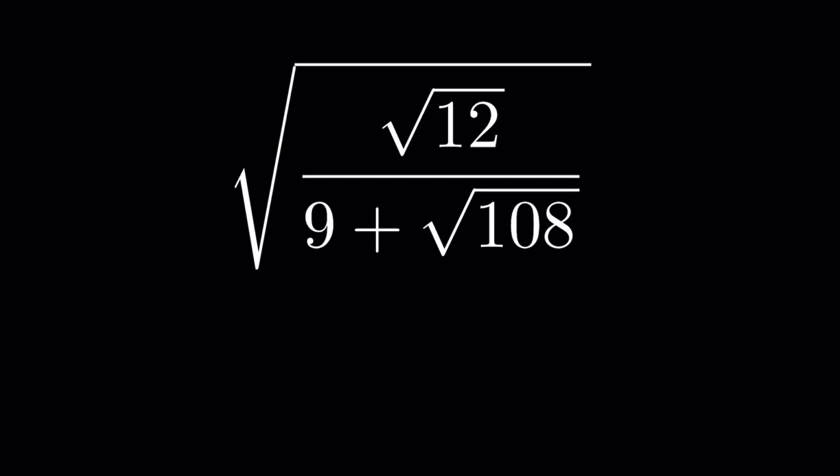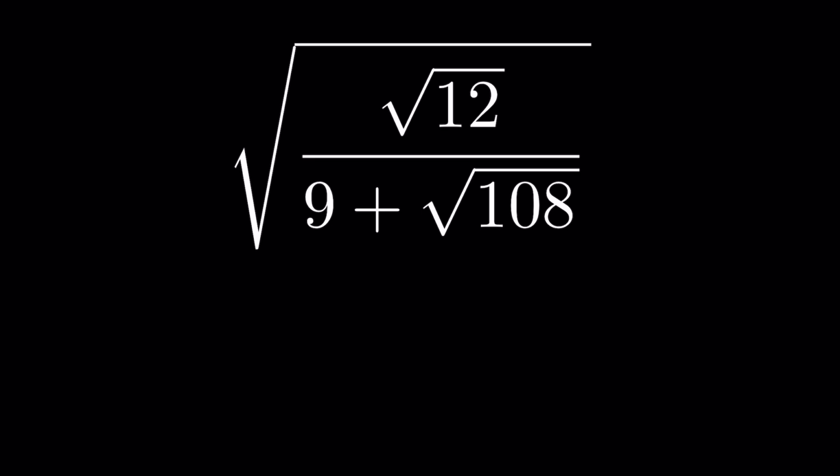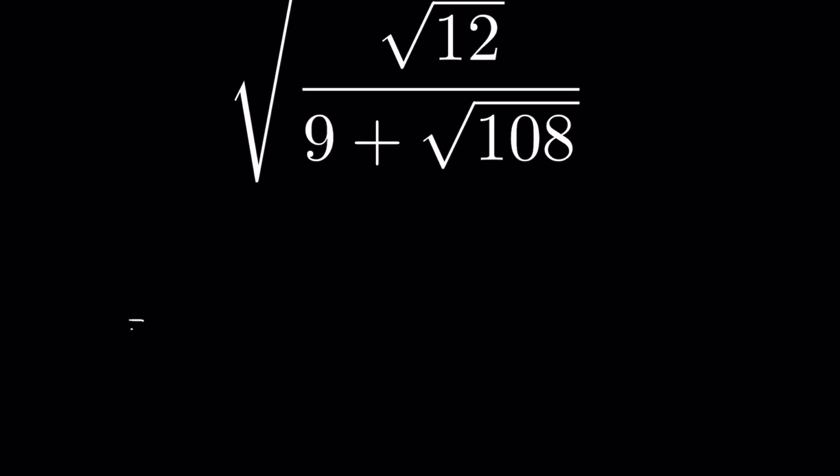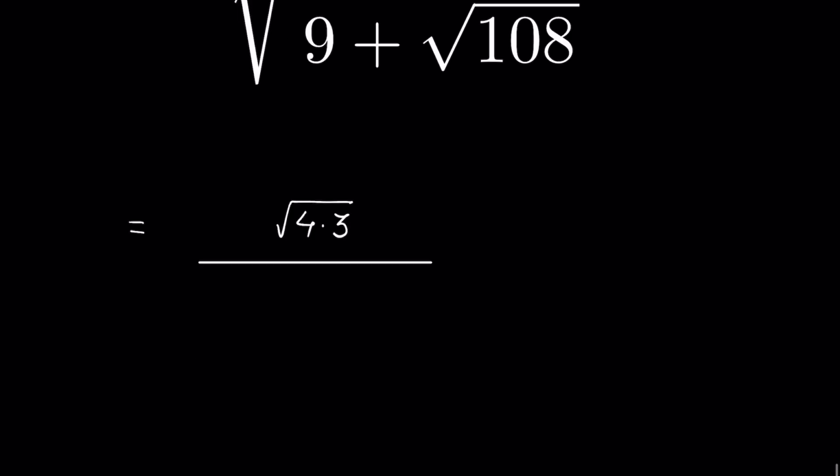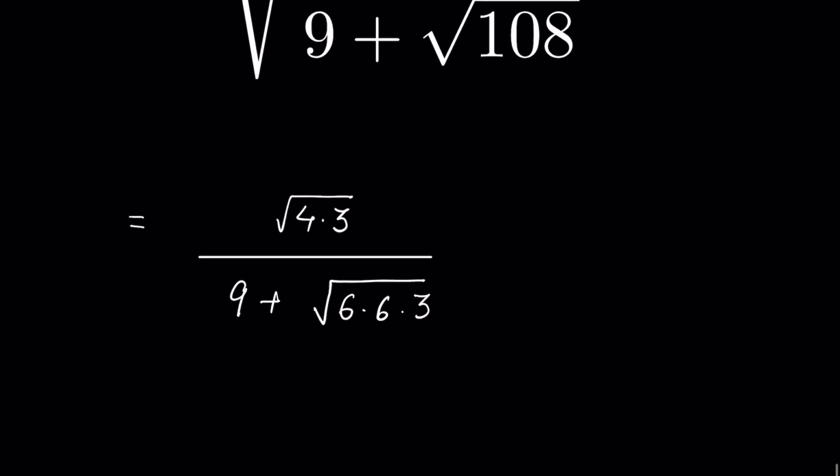Square root of 12 upon 9 plus square root of 108, all under square root. We have to simplify this. So let's try. Square root of 12, this we can write as 4 times 3 under square root. Then upon 9 plus 108 under square root, this we can write as 6 times 6 times 3. 6 times 6 is 36, times 3 is 108.